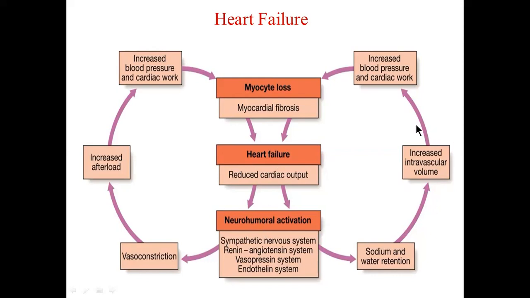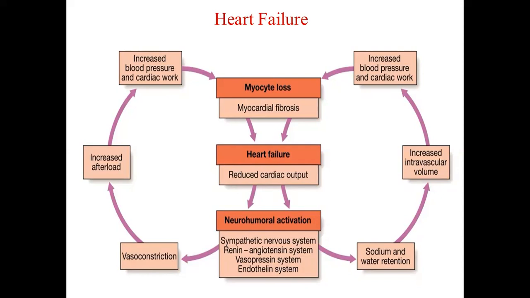So the initial problem is increased afterload. But eventually, due to the failing heart, the preload will start to increase. But increasing the preload here is a consequence of heart failure. It's not the primary problem. So those patients who have concentric hypertrophy due to pressure overload, initially, yes, they have only hypertrophy without dilatation. But after several years, the heart will start to become dilated, and at that point, hypertrophy will be accompanied by dilatation. Hope this point is very clear.